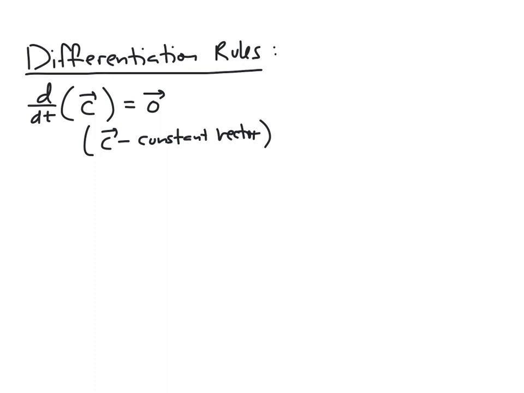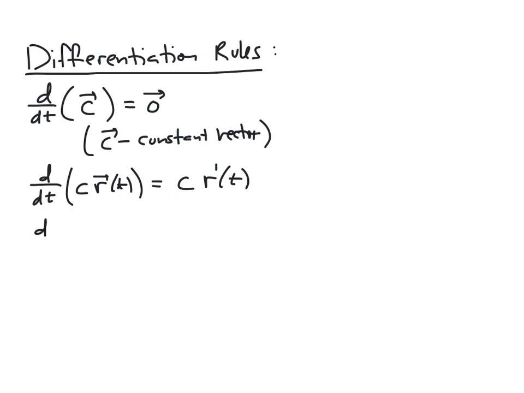Right? We also have some scalar multiple rules that are easy to do. So for example, if I want to take the derivative of some constant c times a function r, then it turns out this is just the constant c times the derivative of r. All right, this one behaves exactly like it would in Calculus 1. We can bring the constant outside of the derivative.